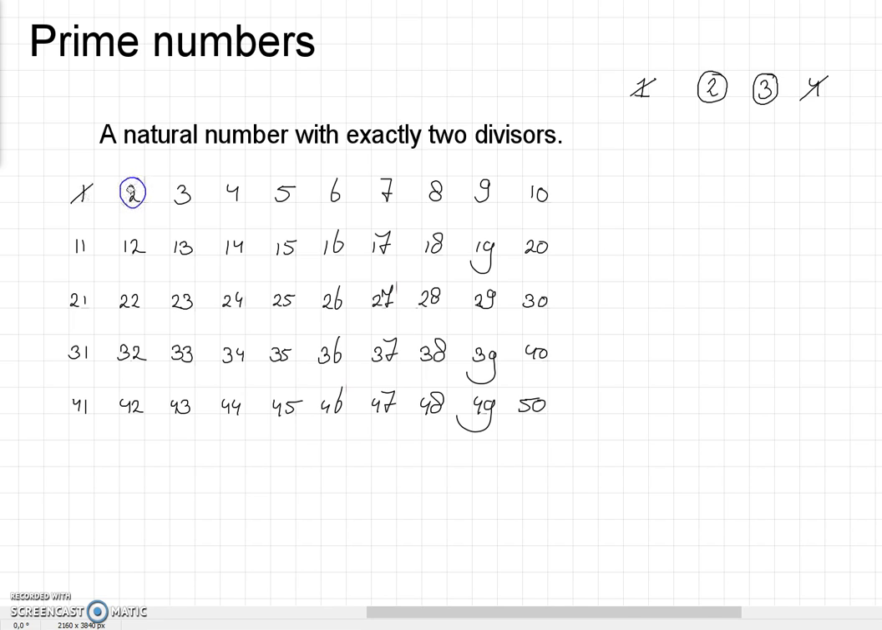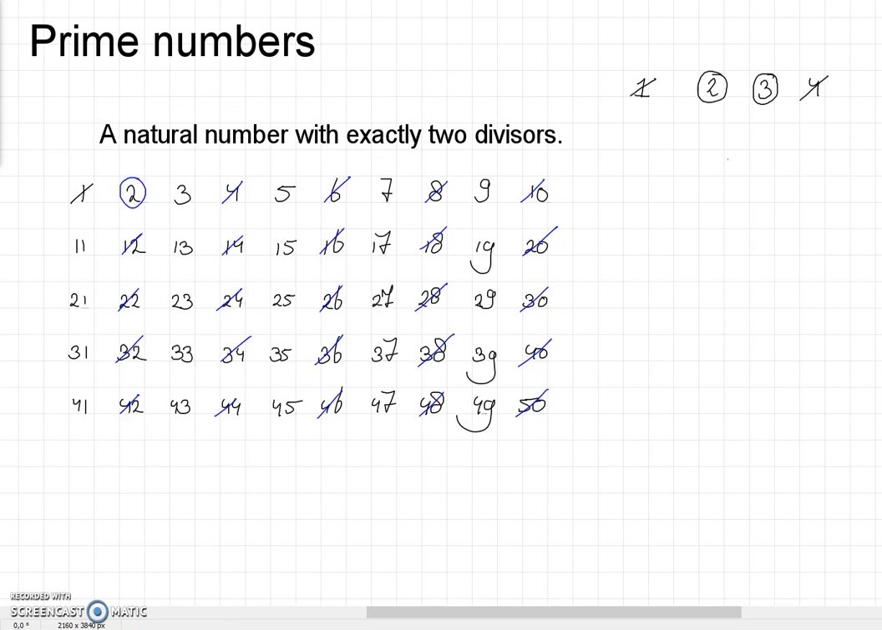2 is a prime number, so anything that can be divided by 2 is not a prime number. So 4 is not a prime number, 6 is not, 8 is not, 10 is not, etc. And we cross out every number for which we are now sure that it cannot be a prime number, because it can be divided by 2, so it has at least 3 divisors.